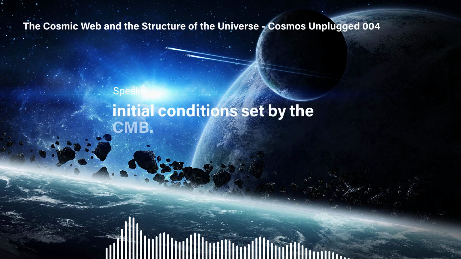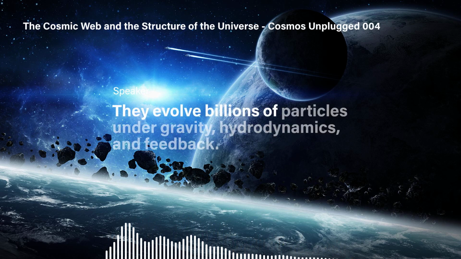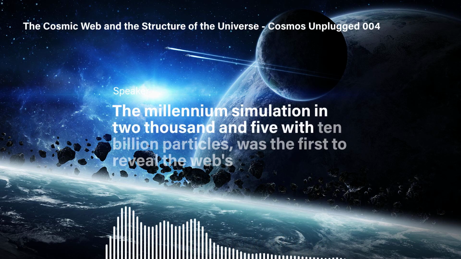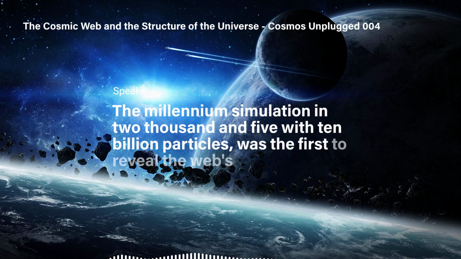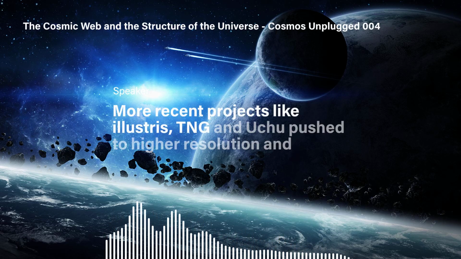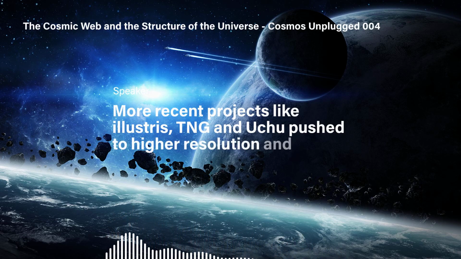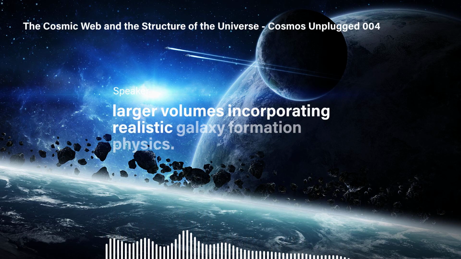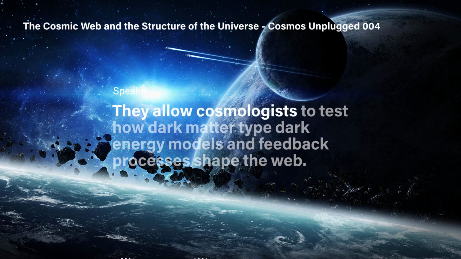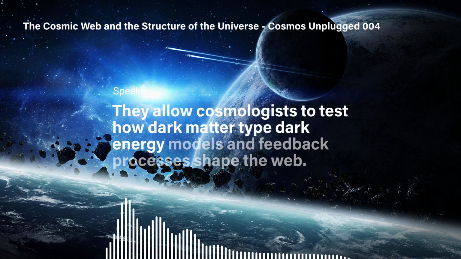Starting from initial conditions set by the CMB, they evolve billions of particles under gravity, hydrodynamics, and feedback. The Millennium Simulation, in 2005, with 10 billion particles, was the first to reveal the web's grandeur at large scales. More recent projects like Illustris TNG and UCHU pushed to higher resolution and larger volumes, incorporating realistic galaxy formation physics. These simulations are not only visual marvels but scientific tools. They allow cosmologists to test how dark matter type, dark energy models, and feedback processes shape the web.